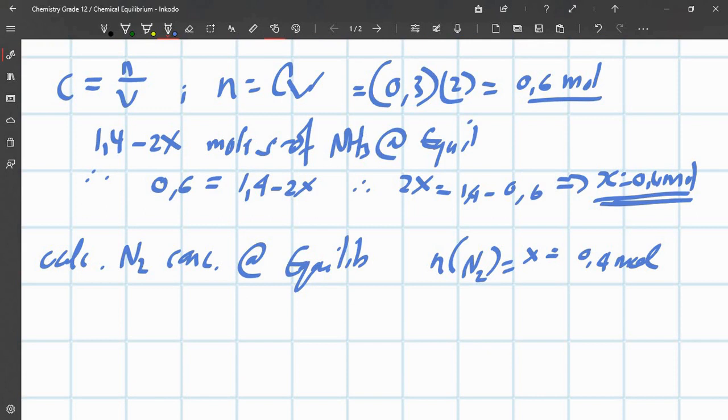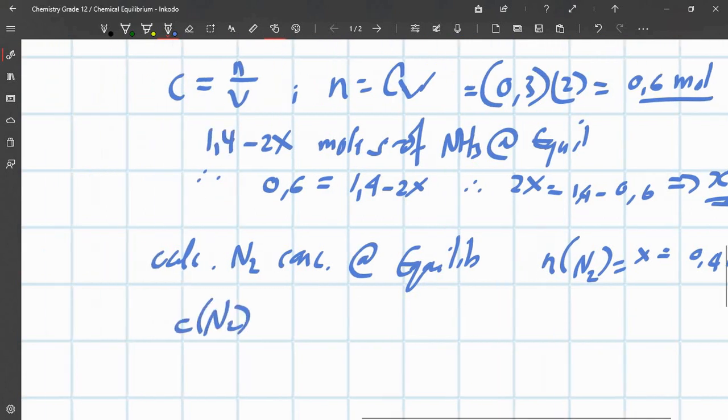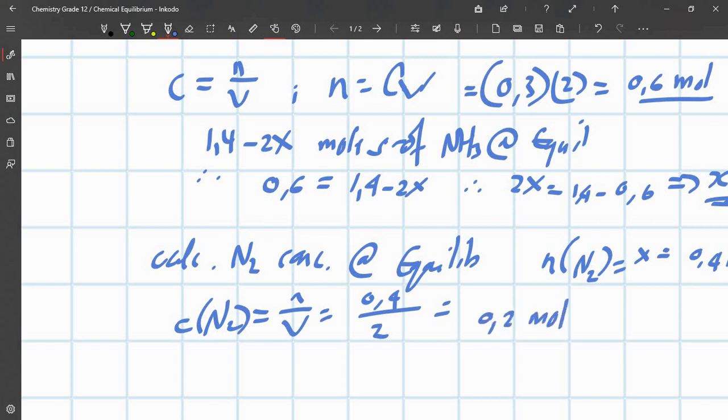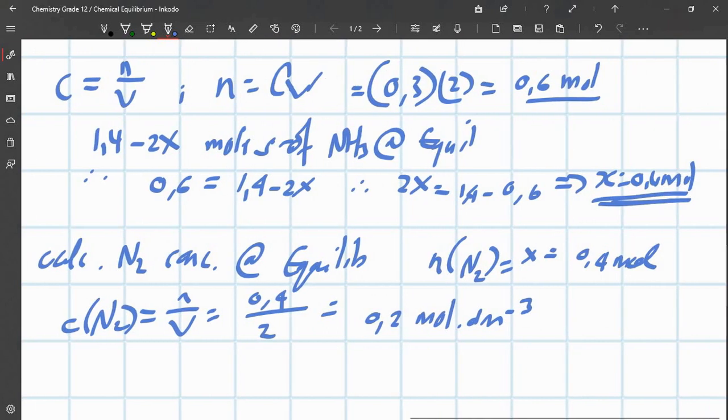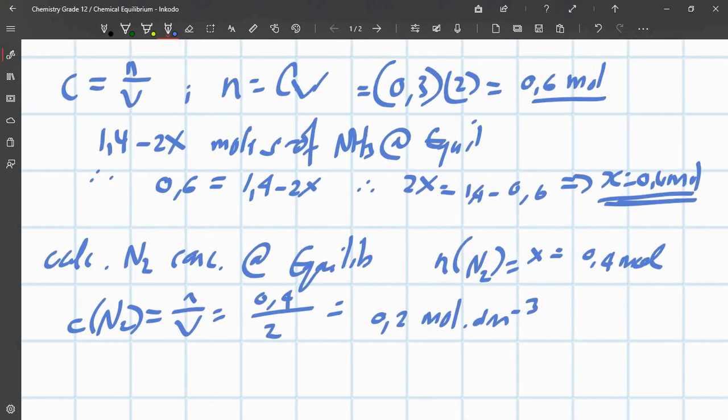So from here we can use the same concentration formula. Concentration of nitrogen is equal to number of moles over volume. The same container vessel of 2 decimeters cubed is used, and we get 0.2 mole per decimeter cubed. So that's one part of A done. It took a while to get A.